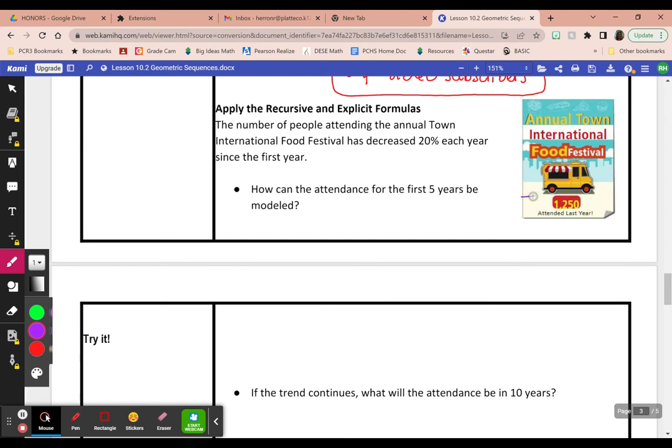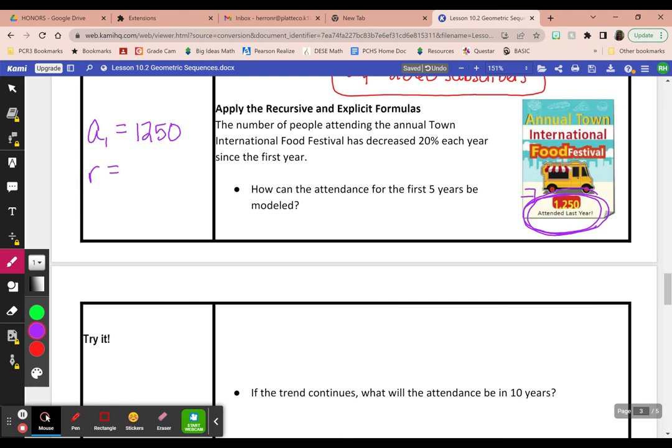And then you have to look over at your picture. That's why we give you one, right? So it says Annual International Food Festival. There's 1,250 people that attended last year. Okay. So again, I need A sub 1 and I need my R. For A sub 1, we only know one number for the people who attended, and that was 1,250. So we got to start with that year and then go from there.